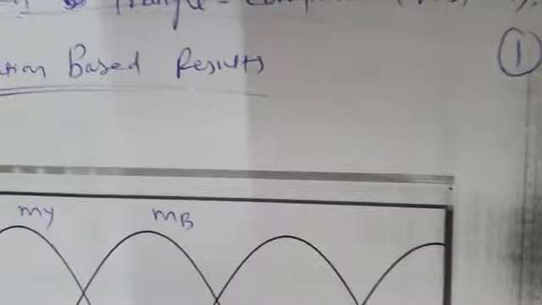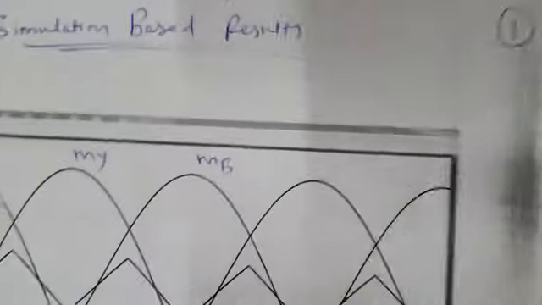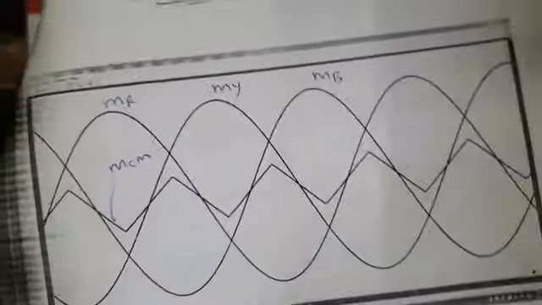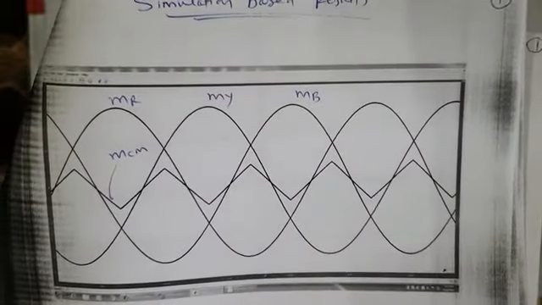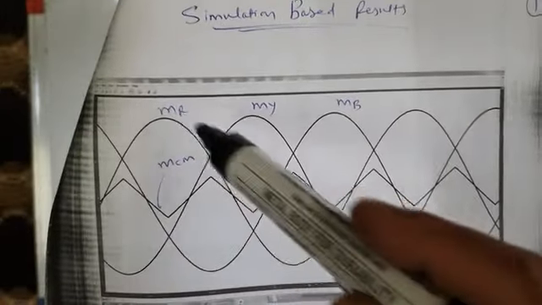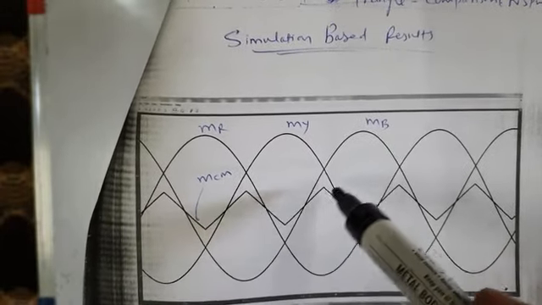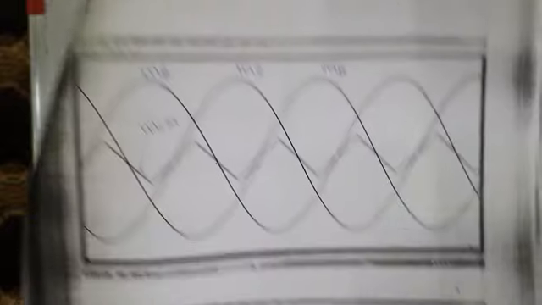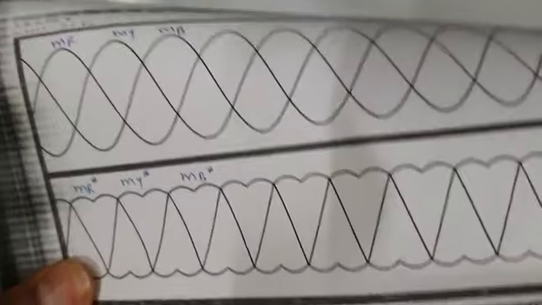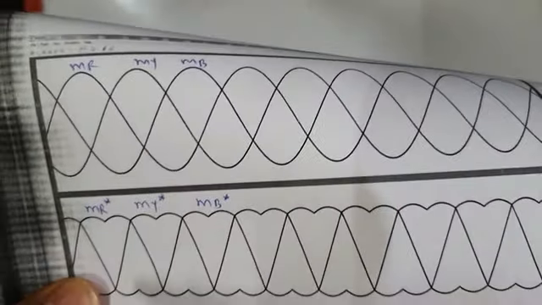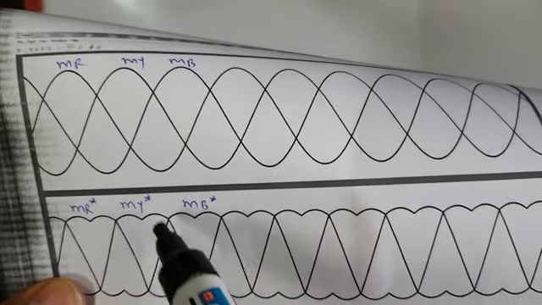I would like to share with you some simulation results which I have simulated for this triangle comparison based PWM technique using MATLAB Simulink software. And these are my original modulating waves. For example, this is MR, this is MY, this is MB, and this is how I have generated MCM. MCM is 0.5 M mid. And at the bottom, these are my original modulating waves MR, MY, MB, and these are modified modulating waves MR star, MY star, MB star.